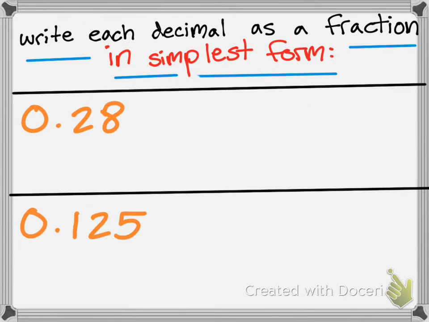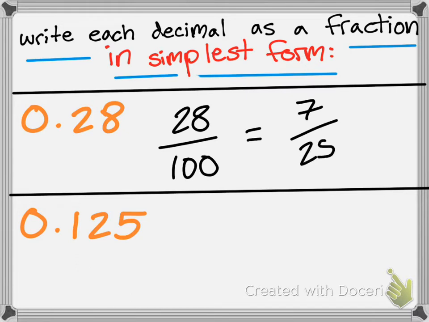One more set here. Perfect. It is 28 over 100. This furthest place value is in the hundredths place. So all I do is I put it over 100. What's my simplified version, Ben? Perfect. So our simplified is 7 over 25. We found out our greatest common factor is 4.